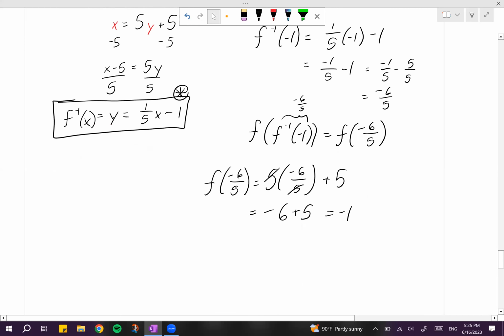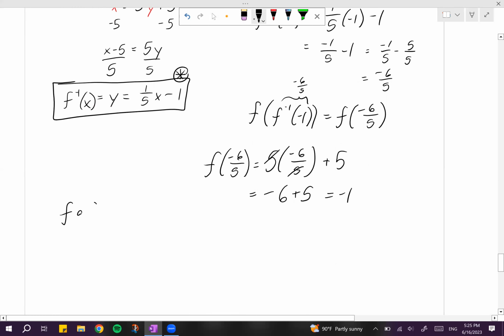That'll always happen whenever you have f composed with f inverse of whatever. If you had like a flower right here, f of f inverse of flower is going to be flower for whatever flower you pick.